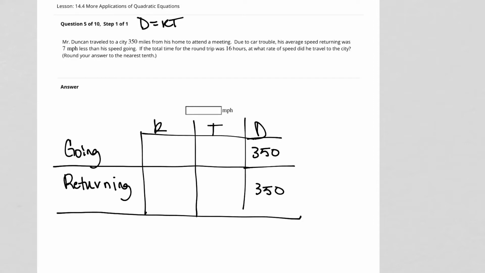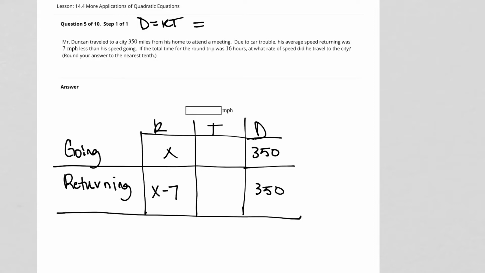His average speed returning was 7 miles per hour less than his speed going. So we'll just use x. For returning, that's going to be x minus 7, which means going is going to be x. And then we have time as sort of our box that doesn't have anything in it.